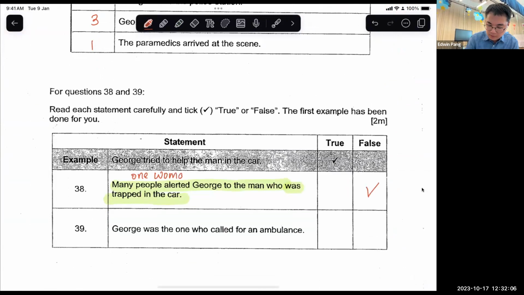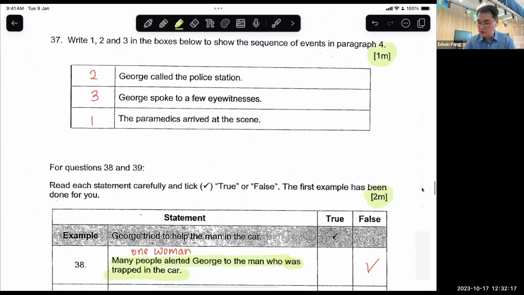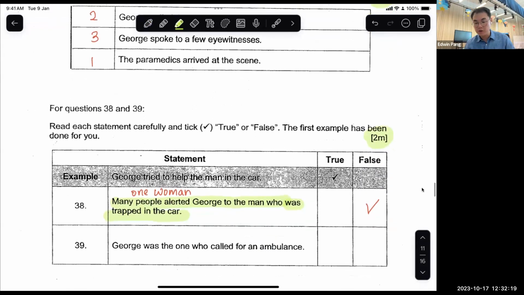It's only one woman who alerted George to the trapped man. So I have to be very careful here. And again, let's highlight the marks. This is 2 marks because I need to have 2 pieces of information, right?